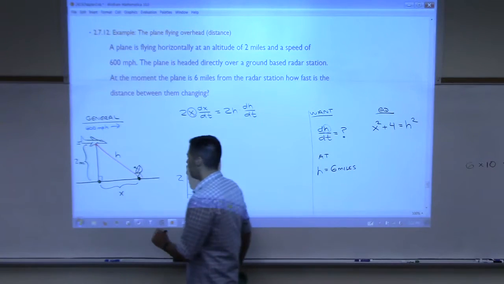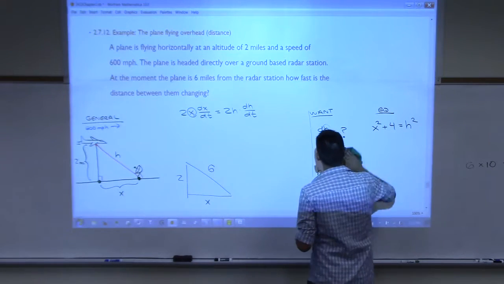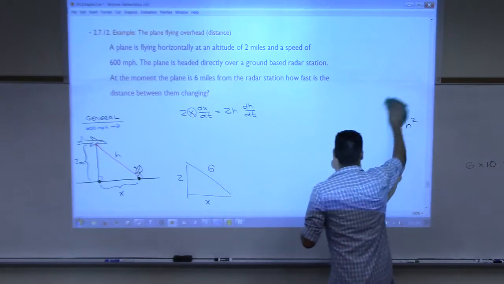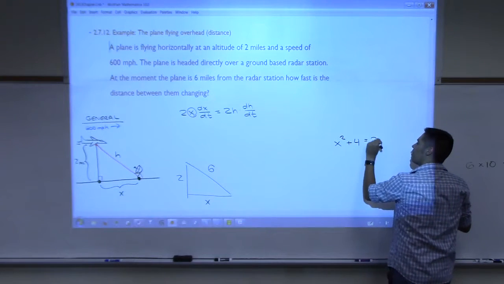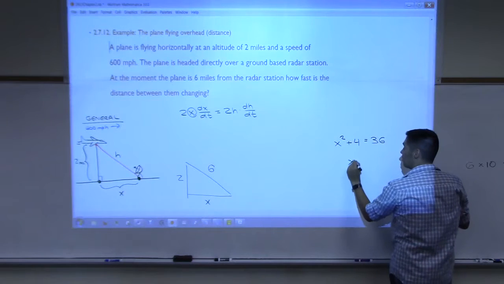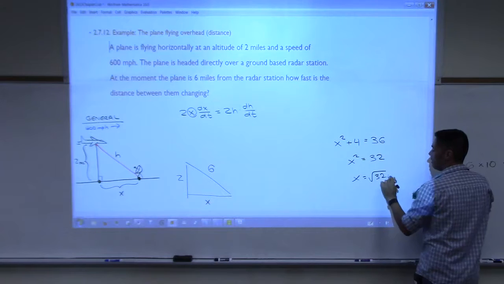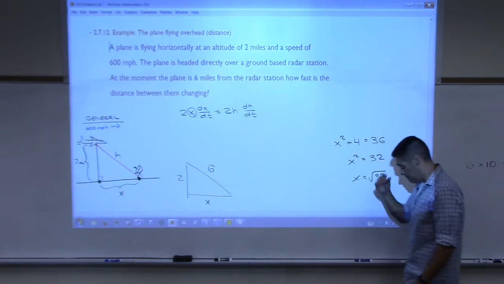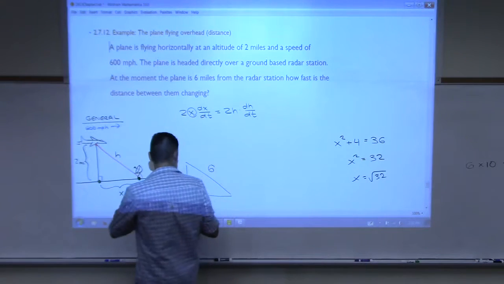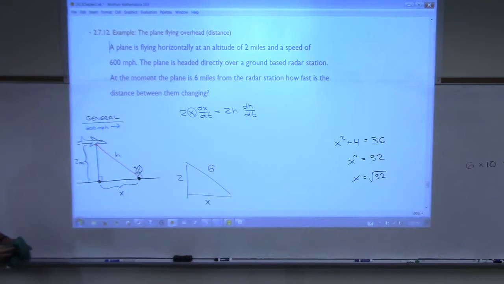So what am I going to use to find the x? Pythagorean, right? Right here. So do your quick little Pythagorean on that. You'll get x squared plus 4 equals 36. So x squared is 32. x is root 32. Only taking the positive one, because x is the length right here, so it's not going to be negative. Questions?